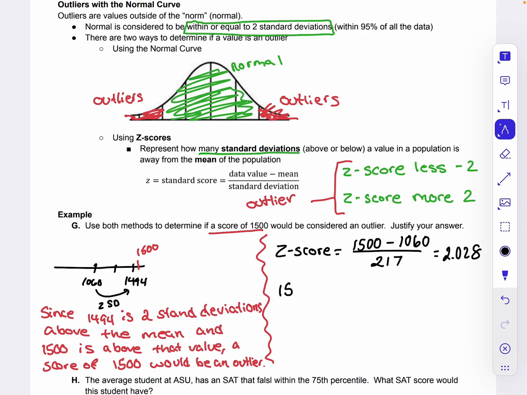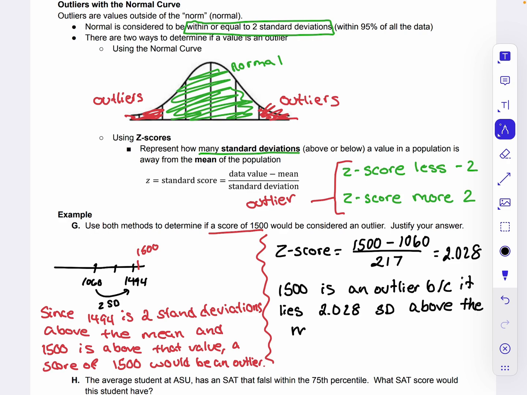So 1500 is an outlier because it lies 2.028 standard deviations above the mean, which is more than 2 standard deviations. So it falls in that red outlier zone. Woohoo. And that's a general sense of how I can figure out if a number is an outlier.